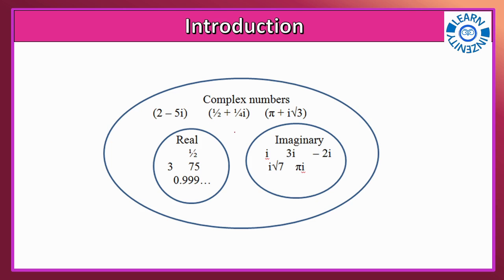So for clarity, I have drawn a diagram here. You can see the real numbers are on one side and the imaginary numbers are on the other side, and if you combine these two, the complex numbers will be formed. In the real numbers, 1 by 2, 3, 7, all the fractions; imaginary numbers, all the i terms, i, 3i, minus 2i. If you combine these two, real plus imaginary, then that will become the complex number.